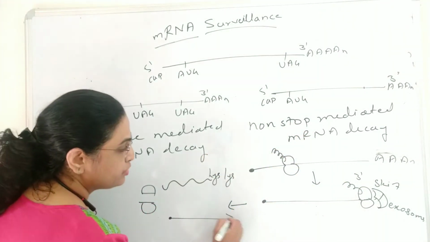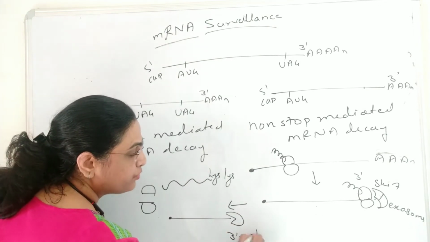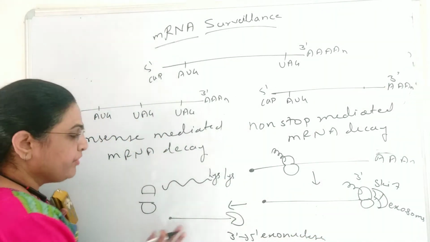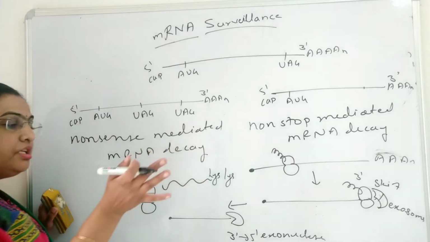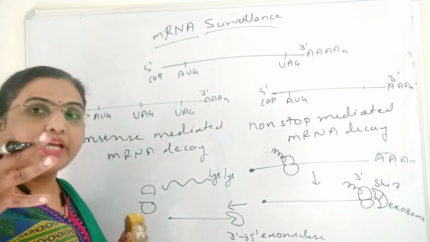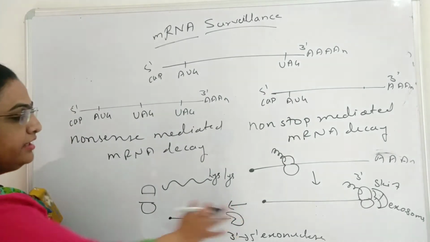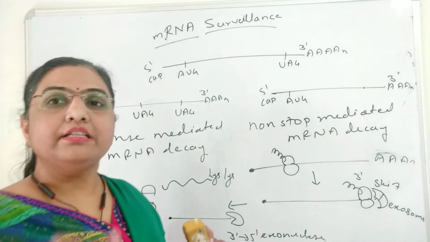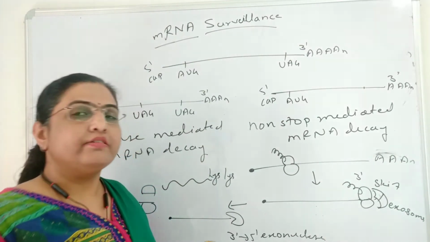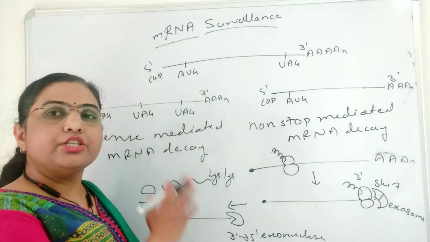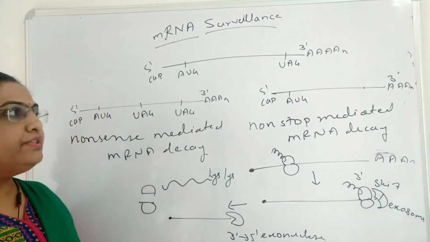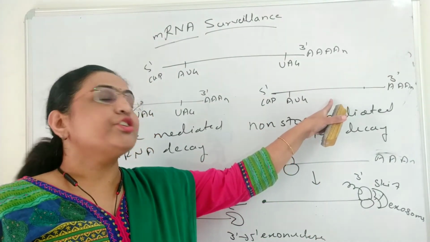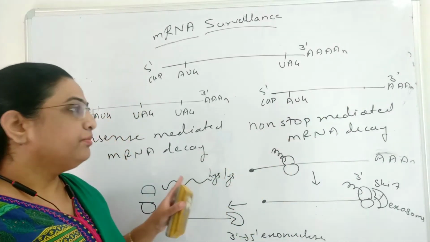With SKI7, what has been loaded? The exosomes, which are 3' to 5' exonucleases. So the released mRNA is going to be degraded with the help of the 3' to 5' exonucleases, that is by the exosomes, and the mRNA is going to be cleaved. The protein tagged with lysine is identified as a defective protein, and the proteases are going to degrade the protein synthesized from such a truncated or defective mRNA.